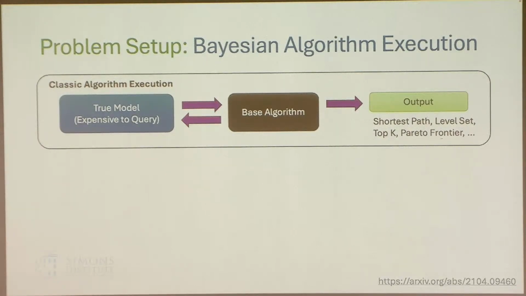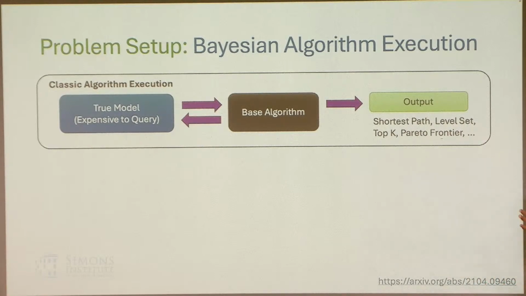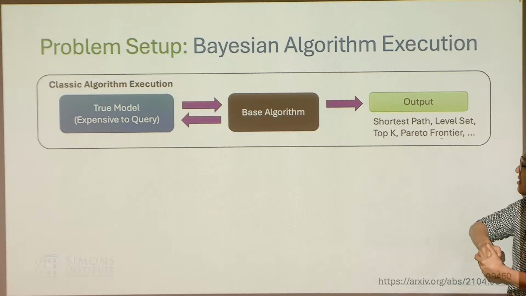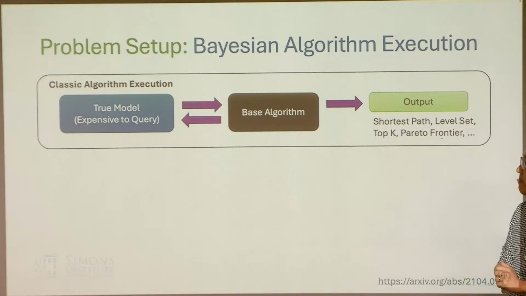In classic algorithm execution, it's the following: you have your true model, which, for the sake of this argument, let's say is expensive to query. You have your base algorithm, which is a classic algorithm that's querying the true model for values, and then it outputs whatever it's supposed to output. So for example, in the most iconic case, if we're computing shortest path, the true model is a graph with costs on edges, and you query that graph for the costs on edges, and you output a shortest path.